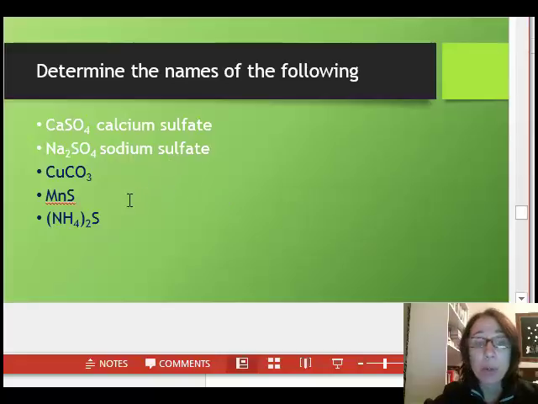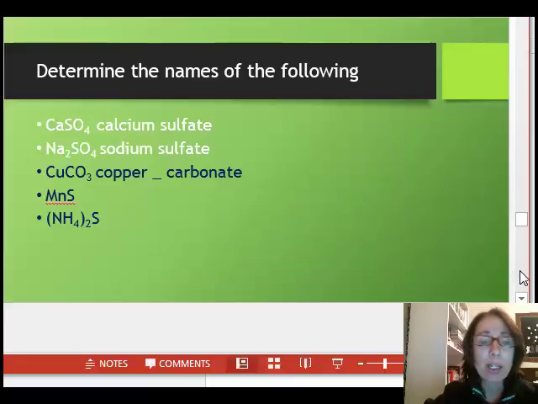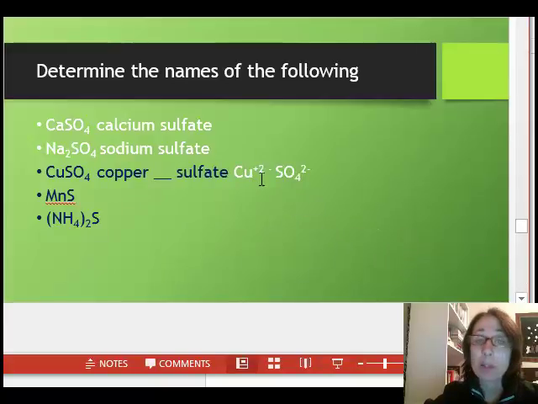The third example has the symbol of copper and the formula for carbonate. Copper is a transition metal and has a variable charge. Thus, we have to determine the charge of the cation to know its name. We know for sure that the cation name will have copper and that the anion is carbonate. Since carbonate has a charge of -2, the copper cation must have a charge of +2.